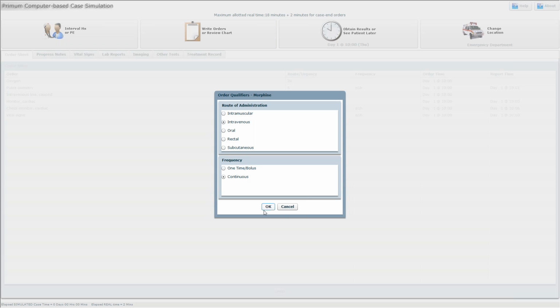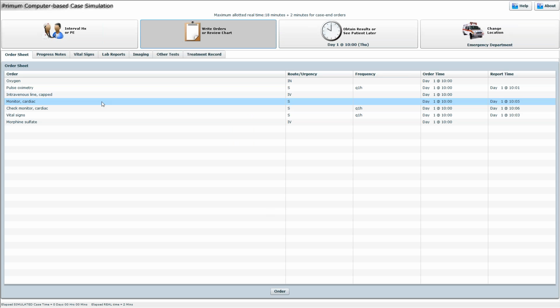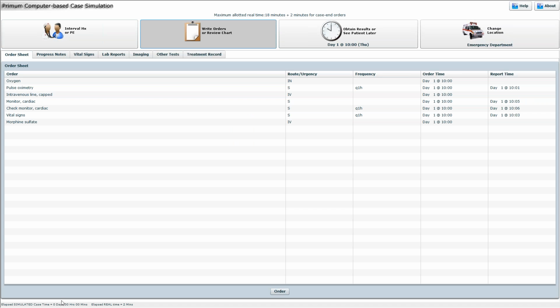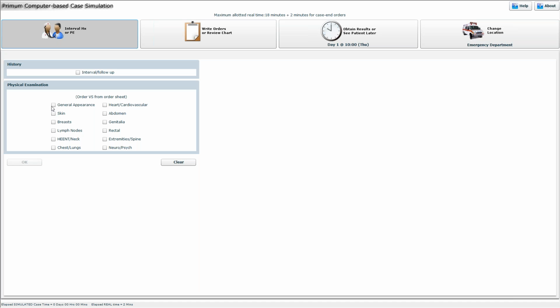As needed for pain. So once we put them in, the simulated time is not really running yet. It will only run when I do a physical exam or when I advance the clock. Simulated time is patient time.